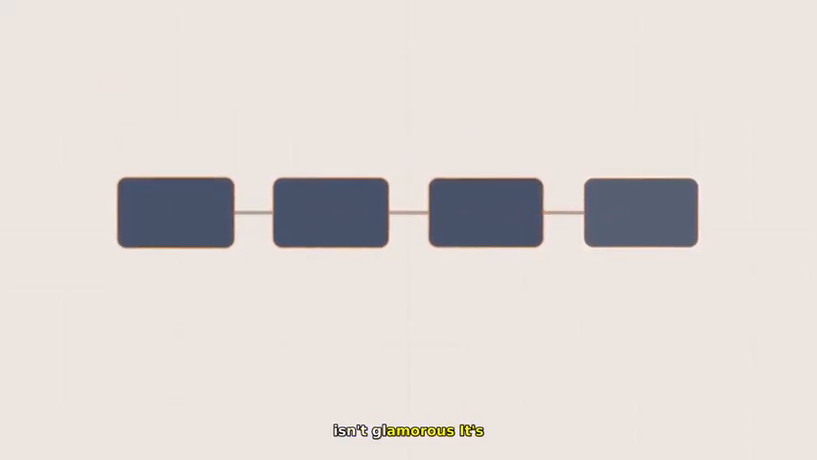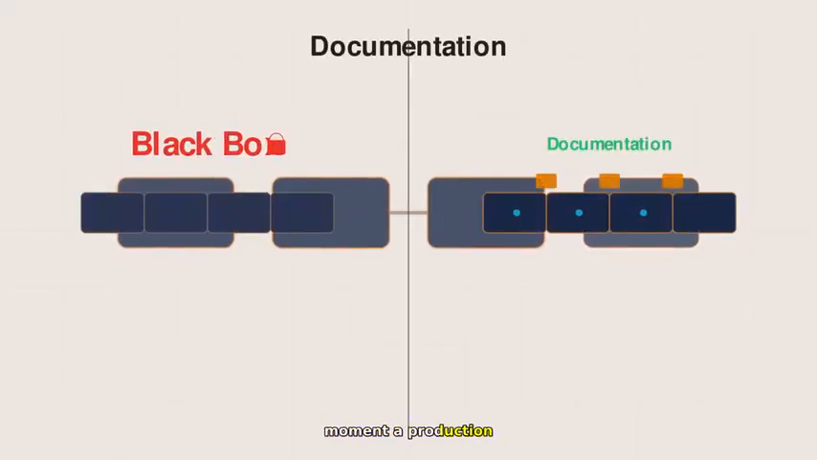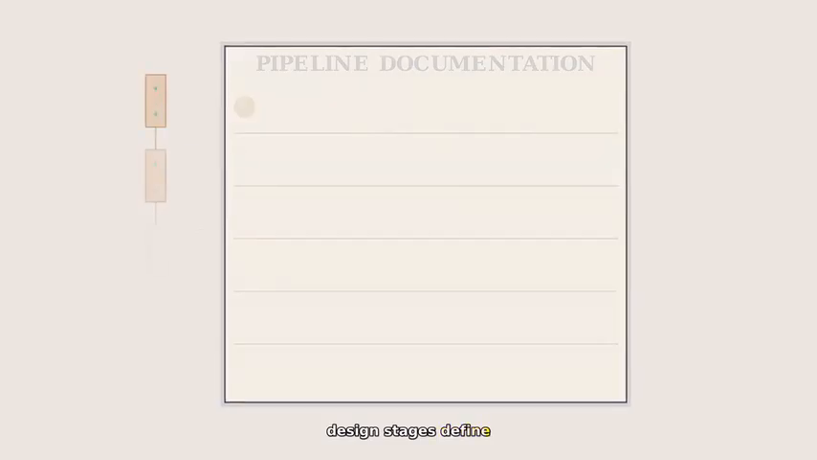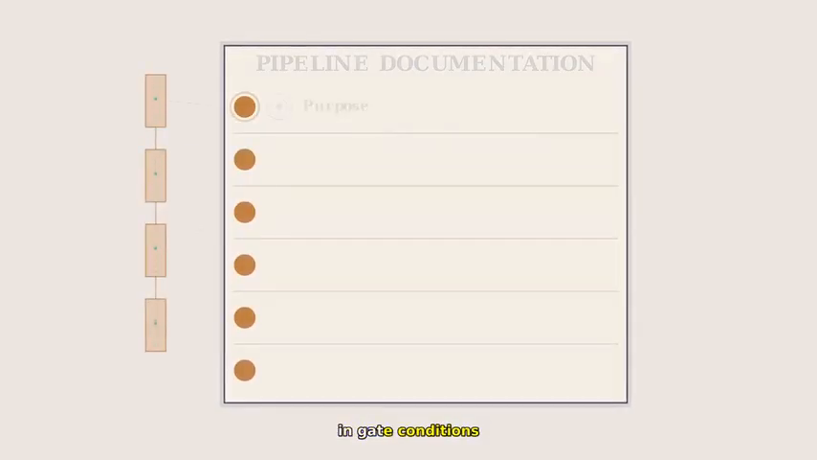Error handling isn't glamorous. It's one of those disciplines that nobody appreciates until the moment a production pipeline silently produces wrong output and someone asks you to explain why. At that point, you'll wish you'd done it from the start. So now you can design stages, define their contracts, build in gate conditions, and handle failures gracefully.